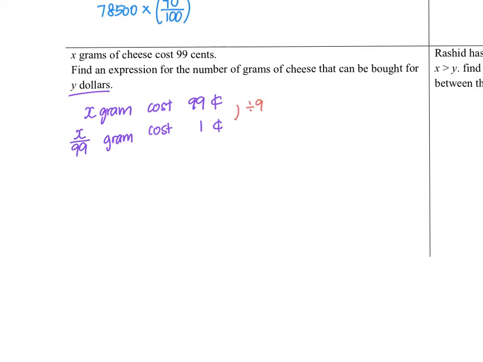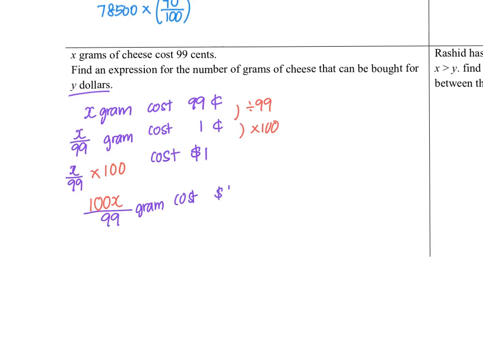So here we divide by 99. Next, I'm going to multiply by 100, to give me $1 now. So you're going to use this whole expression, x over 99 times 100. But we should write this as one single fraction, so it will be 100x over 99 grams. And this is the amount for $1.